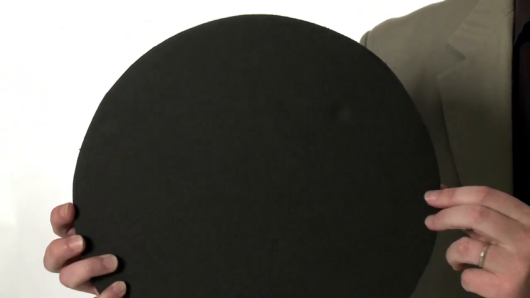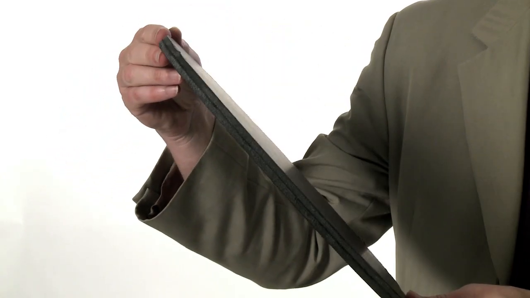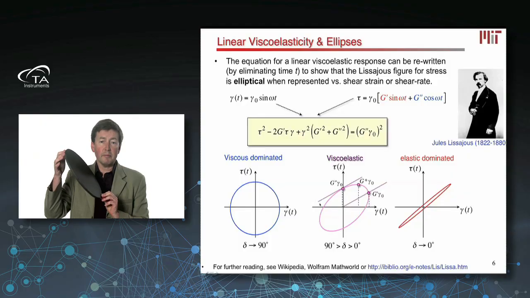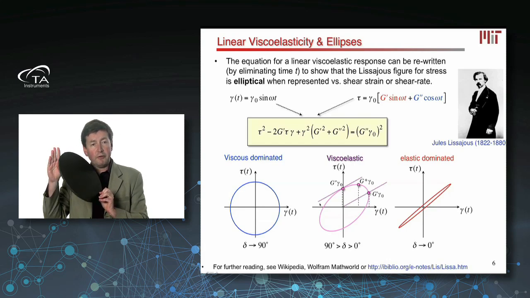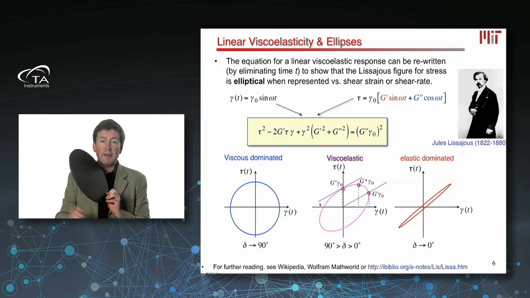If you're dealing with an elastic dominated material, then really what you're seeing is the same information, but from a different viewpoint. So you're really looking at stress being plotted just as a function of strain, and now the stress increases linearly with the strain. When the strain is positive, the stress is positive. When the strain is negative, then the stress is negative.